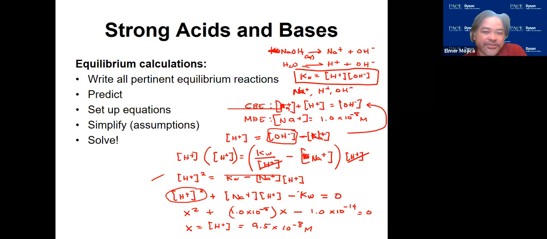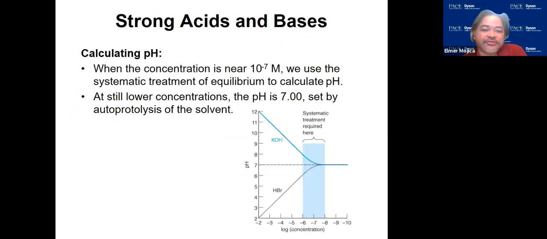So when do you use this type of calculation? When the concentration is near 10 to the negative 7 molar, we use the systematic treatment of equilibrium to calculate the pH. And at still lower concentration, the pH is 7.0, set by the autoprotolysis of the solvent. So you do it when you are at least in this range of concentration.